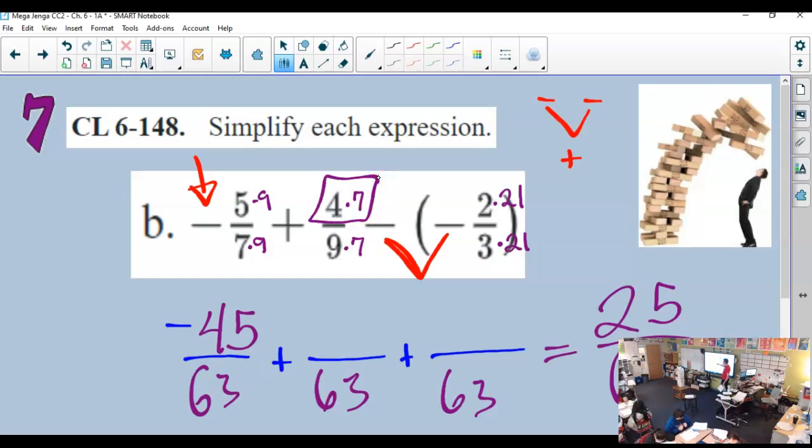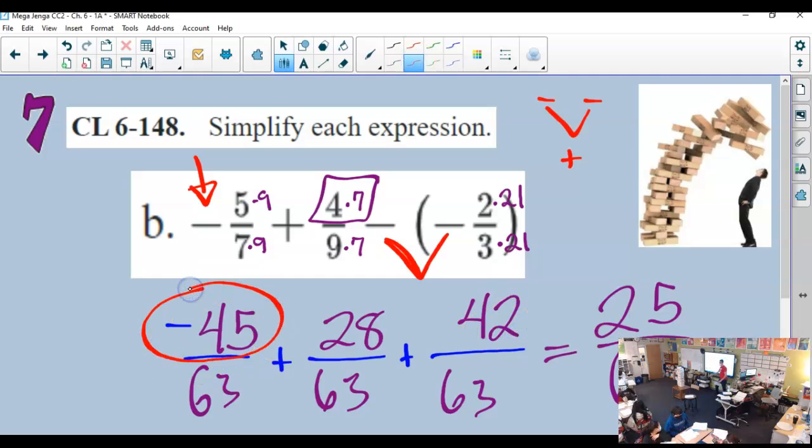7 times 4, 28. And minus a negative becomes plus a positive. So this, 42. So we have one negative value to be careful about. But then we do all that addition, we get positive 25 over 63. So send somebody up to the tower, and then we will keep rolling.